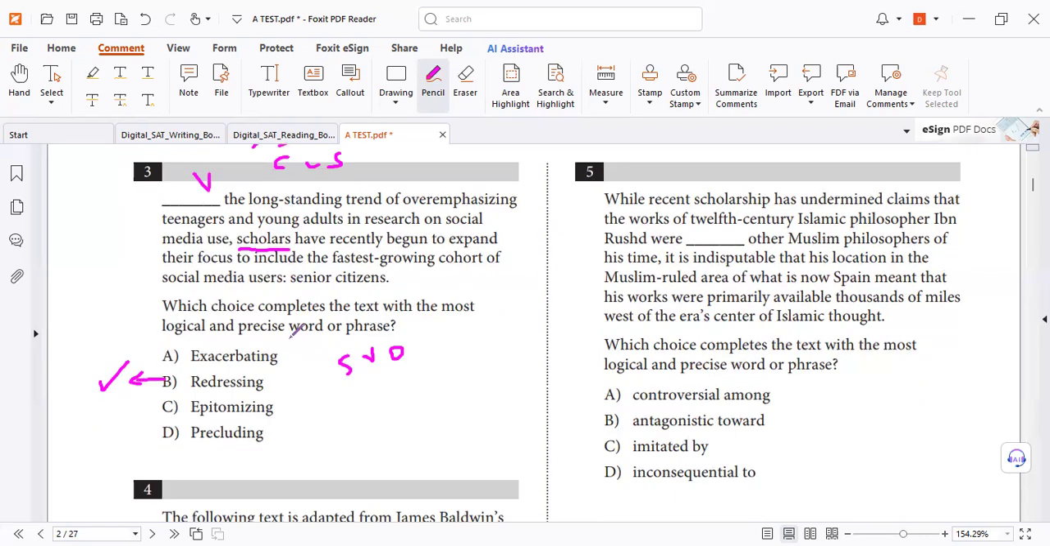Scholars. Scholars wanted to do something to the trend, the long-standing trend of overemphasizing. So they focus too much on teenagers and young people. So they wanted to expand, to focus more, to add other ages, senior citizens.